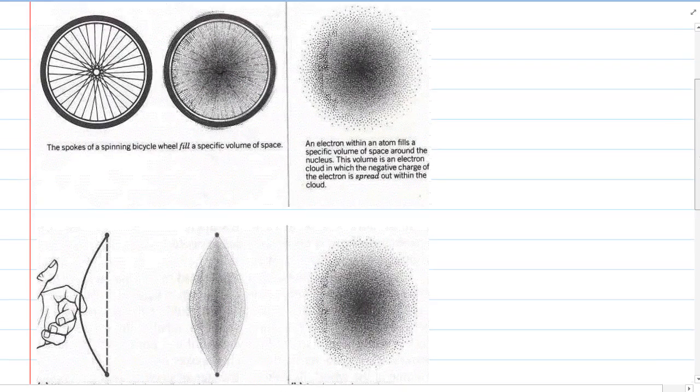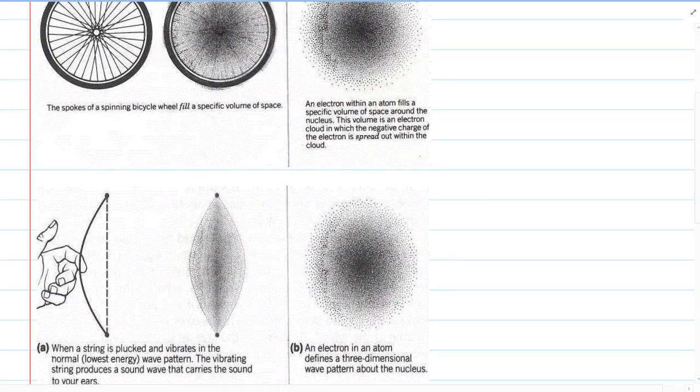Another analogy we might give is by plucking a string. If we were to take a string and pluck it, that string would vibrate back and forth. And as it vibrates back and forth, it fills up that volume, and we could say it's probable to find that string somewhere in this space. Again, very similar to the shape of an orbital that we've shown right here.